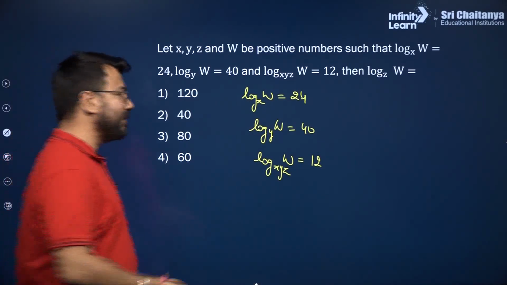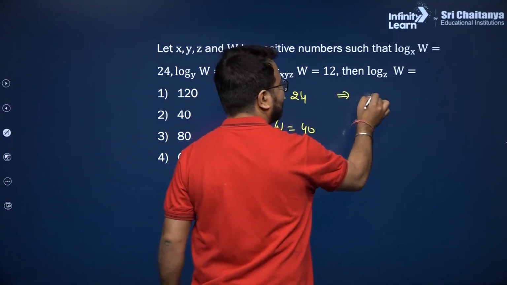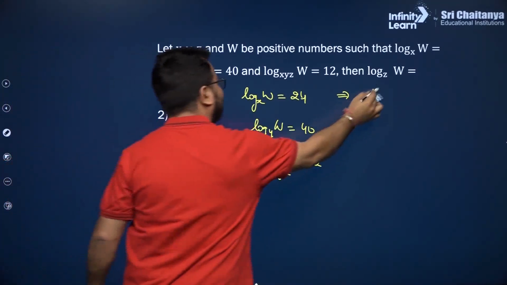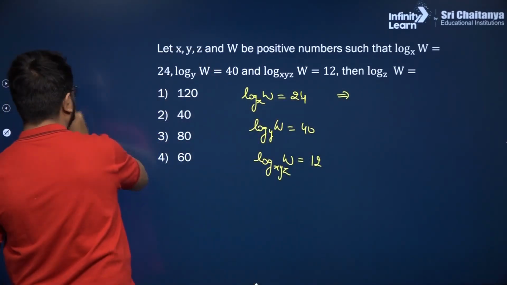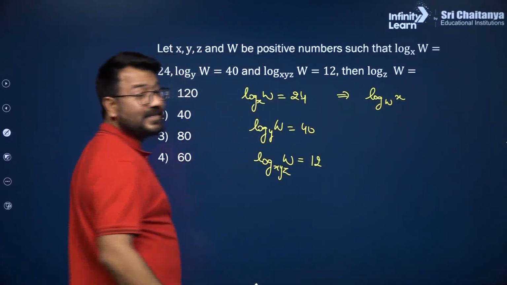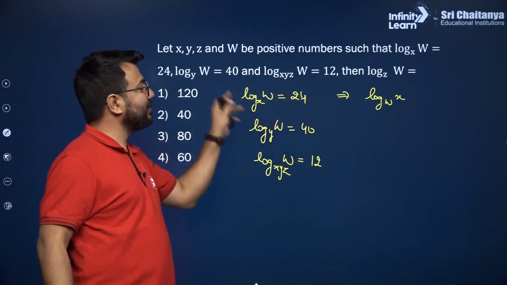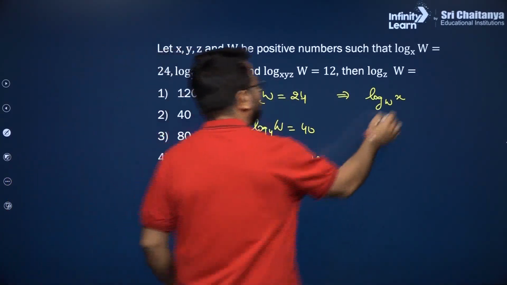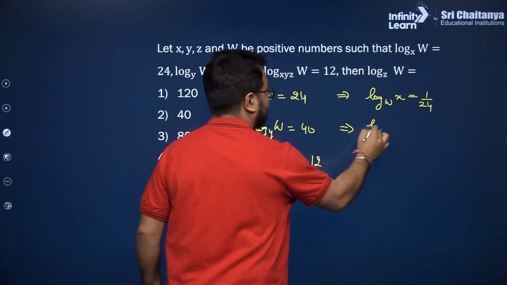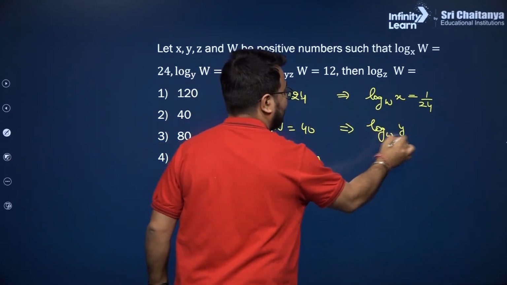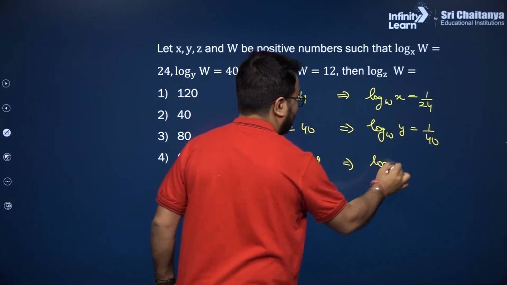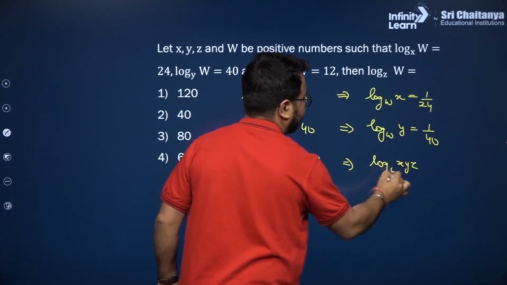How will I be able to find it? From here, if I try to reciprocate, 24 will become 1 upon 24. But here the argument of the log and the base of the log will get interchanged. So in place of w there will be x, and in place of x there will be w, and the result will be 1 upon 24. Similarly, log w to the base y will be 1 upon 40. And log w to the base xyz will be 1 by 12.